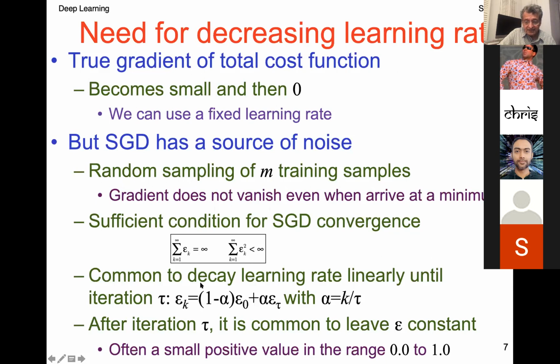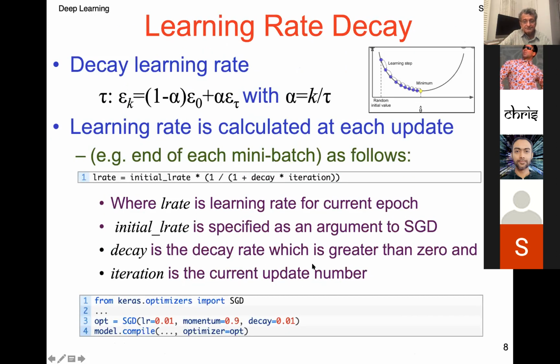Common to decay learning rate linearly until iteration tau: epsilon k is equal to 1 minus alpha epsilon zero plus alpha epsilon tau, with alpha equal to k over tau, right? So after iteration tau, it is common to leave epsilon constant. So it's a way of update. Take the previous version. I think this should have been epsilon zero here. You may want to check out the deep learning book to see the exact equation. Okay, no, it continues with epsilon tau again.